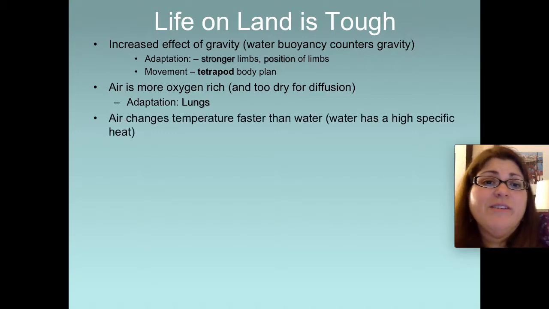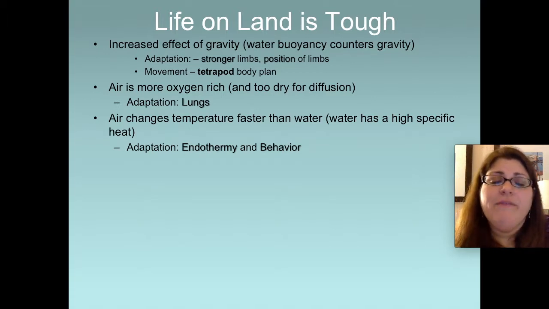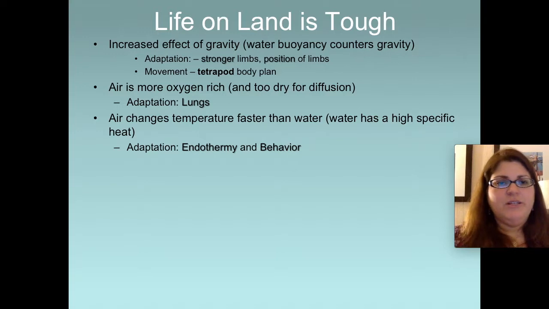We mentioned air changing temperature faster. To deal with that, we either have endothermy. Remember, endothermy is being able to control your temperature through metabolism, or behavior. So a reptile, for example, who takes advantage of ectothermy, is going to spend time sunning himself in order to deal with that additional challenge of temperature fluctuation.